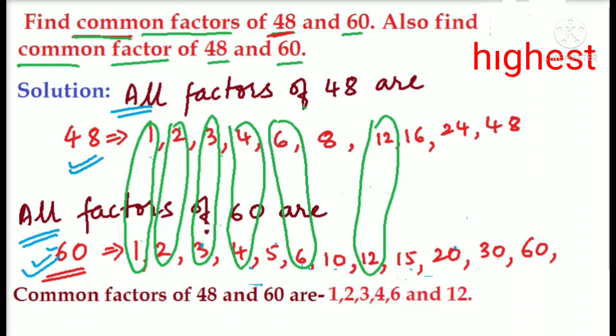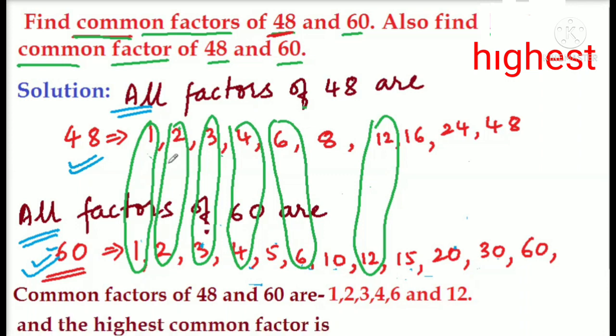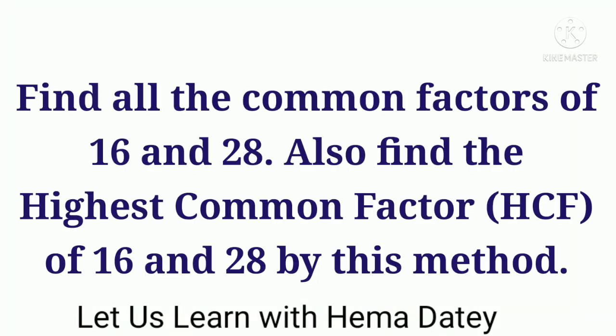We will write common factors of 48 and 60 are 1, 2, 3, 4, 6 and 12. We can easily say the highest common factor is 12. So 12 is the highest common factor of the numbers 48 and 60. Now you find all the common factors of 16 and 28. Also find the highest common factor, HCF, of 16 and 28 by this method.